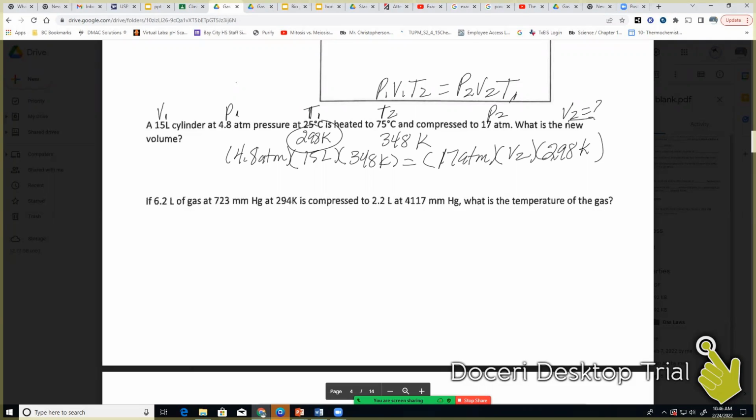All right, my V2 is my X, so that means I need to get rid of 17 and 298. So I'm going to divide by 17 times 298, and over here I'm going to do the same thing. This will cancel, and then this is what all goes into your calculator on this side. And how many sig figs would I have? Two again.